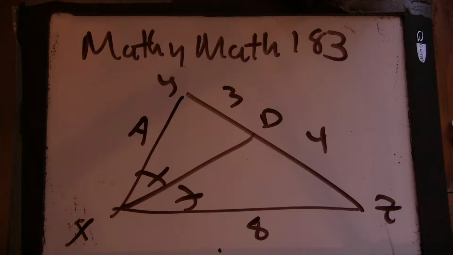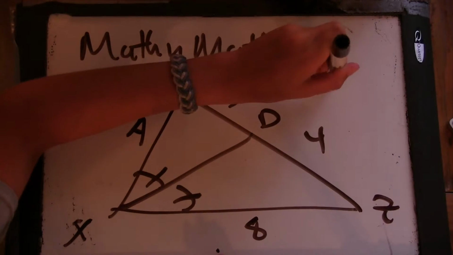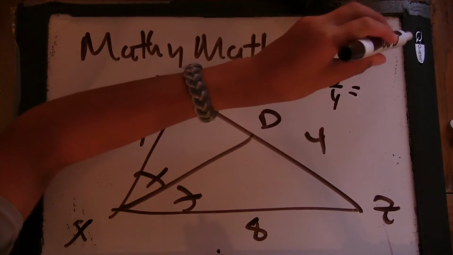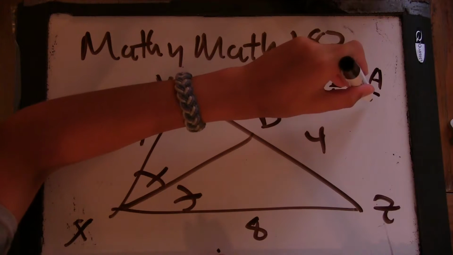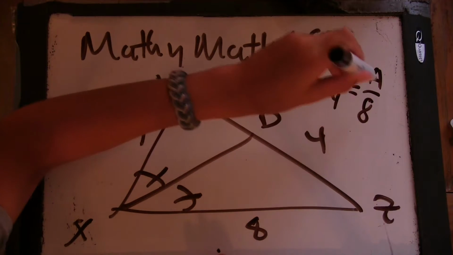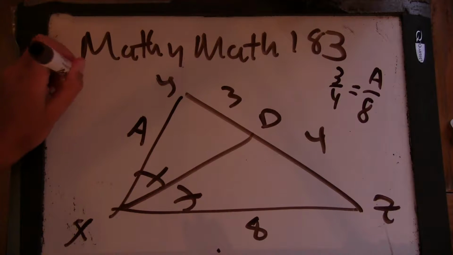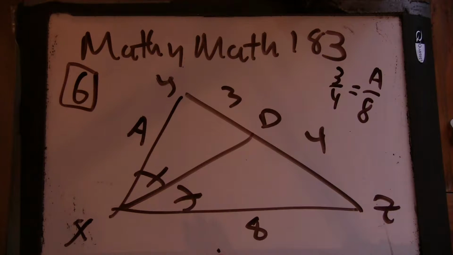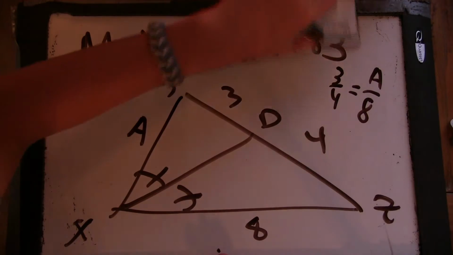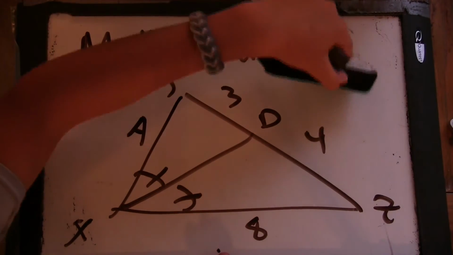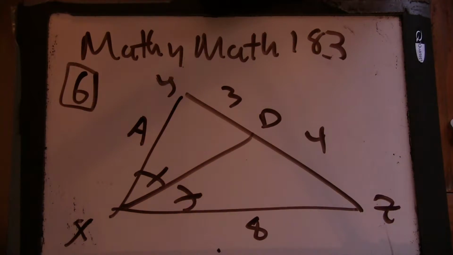So what does the angle bisector theorem say? I think it says that 3 to 4 is A to 8. So what would A be then? A should be 6. If that's the angle bisector theorem, then A should be 6. So we've got to prove the angle bisector theorem. That's a good idea. Make sure you understand it.